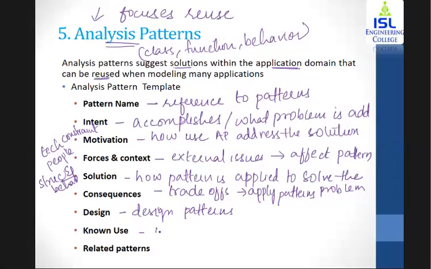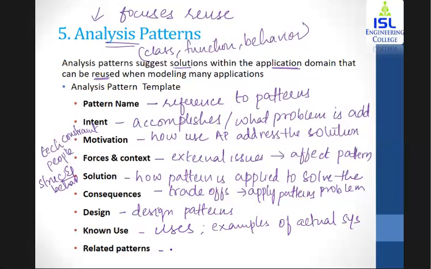Then the known uses, where this pattern was used. You can have a list of different uses, or you can say the different examples also, examples of actual systems.